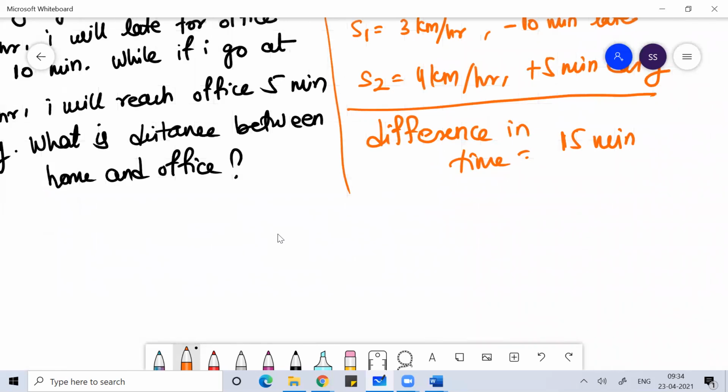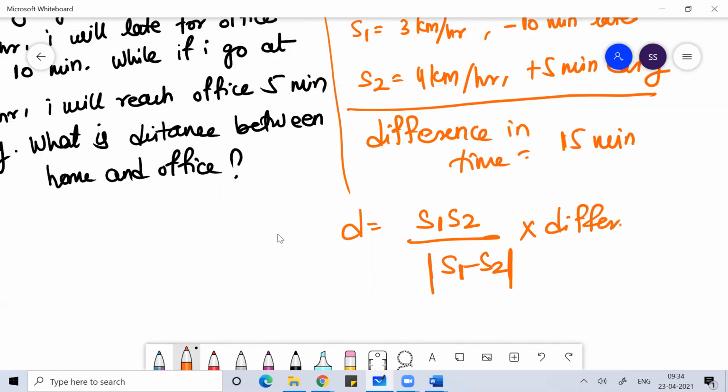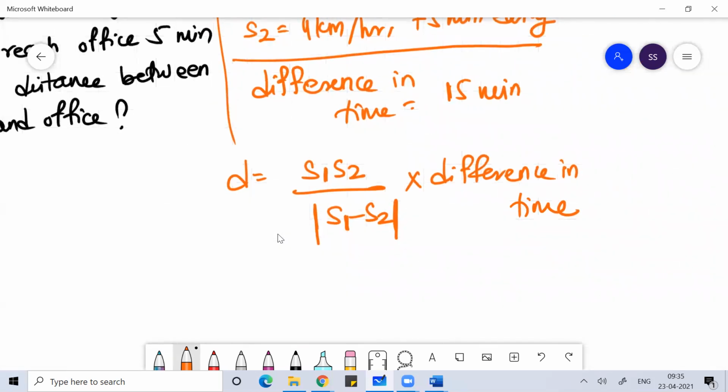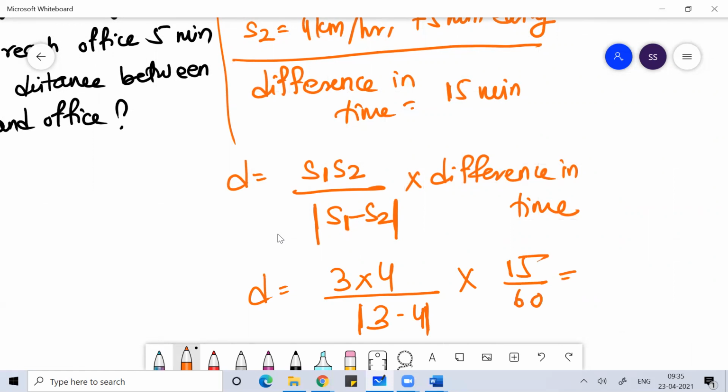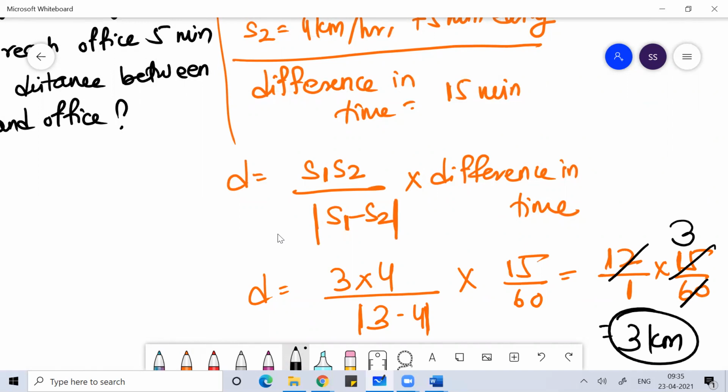To find the distance, there's a shortcut formula: S1 times S2 divided by the modulus of S1 minus S2, into the difference in time. Because this question is very generic, a shortcut formula is available. The two speeds are given, 3 and 4, so multiply 3 into 4, divide by 4 minus 3, and the difference in time is 15 minutes. Convert the minutes into hours. This will be 12 divided by 1, into 15 by 60. Solving this, the distance is 3 kilometers. Simple.